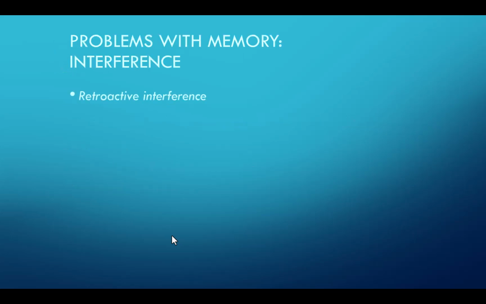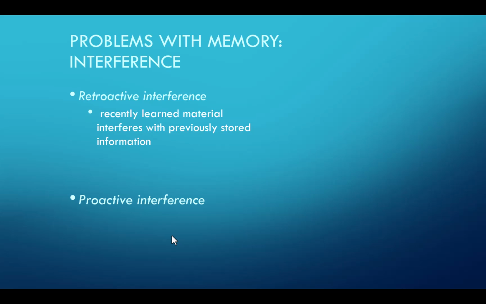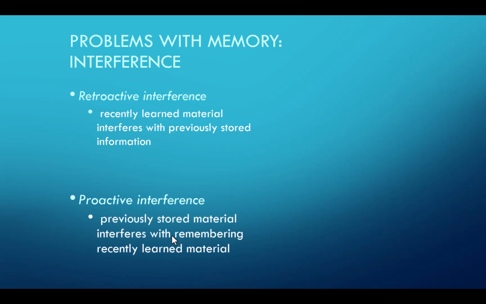So retroactive interference is where recently learned material, so something you're learning now, interferes with your ability to remember previously stored information. So it's retroactive. Proactive interference is where previously stored material interferes with remembering recently learned material. So again, you have new information and you have old information, and retroactive interference is where the new information keeps you from remembering that old information. Proactive is where the old information keeps you from remembering new information.